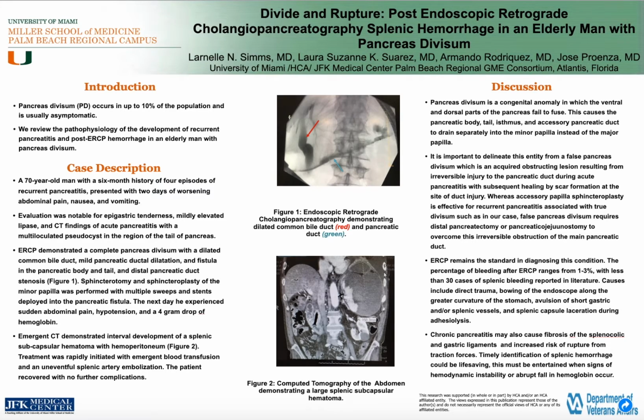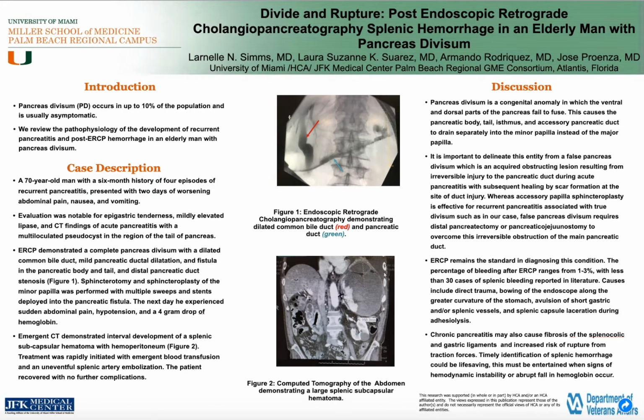A 70-year-old man with a 6-month history of 4 episodes of recurrent pancreatitis presented with 2 days of worsening abdominal pain, nausea, and vomiting. Evaluation was notable for epigastric tenderness, mildly elevated lipase, and CT findings of acute pancreatitis with a multiloculated pseudocyst in the region of the tail of pancreas.